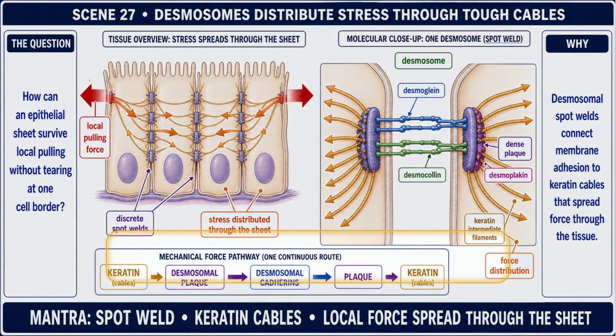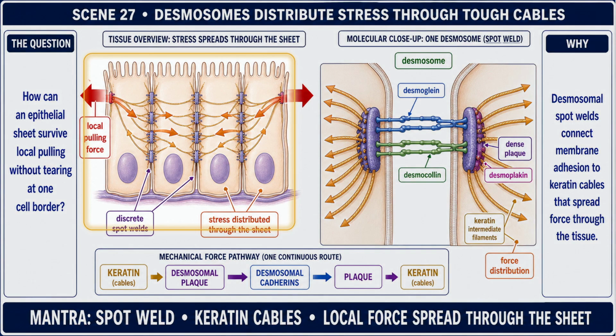Now, follow a pulling force. It reaches one keratin cable, enters the desmosomal plaque, crosses through the cadherin adhesion, and leaves through the keratin network of the neighboring cell. Because each cell contains several spot welds, the force spreads through many cables and across a broad region of the sheet.